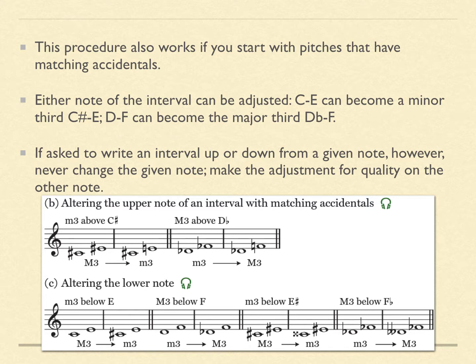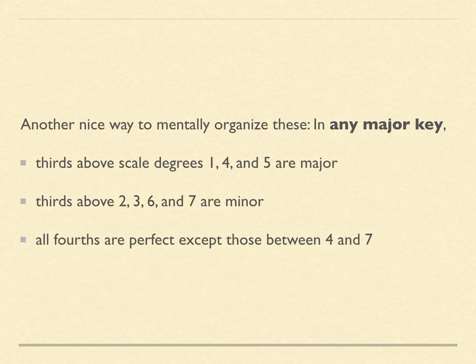Again, if you want another mental aid, here's how I like to organize my thought process for intervals. So in a major key, a third above 1, 4, or 5, so a third above do, fa, or sol, those are going to be major. And if you already know about chords and the Roman numeral system, you'll know that in a major key, chord number 1, chord number 4, and 5 are all major chords. Therefore, the third must also be major. But again, that's a little bit separate.